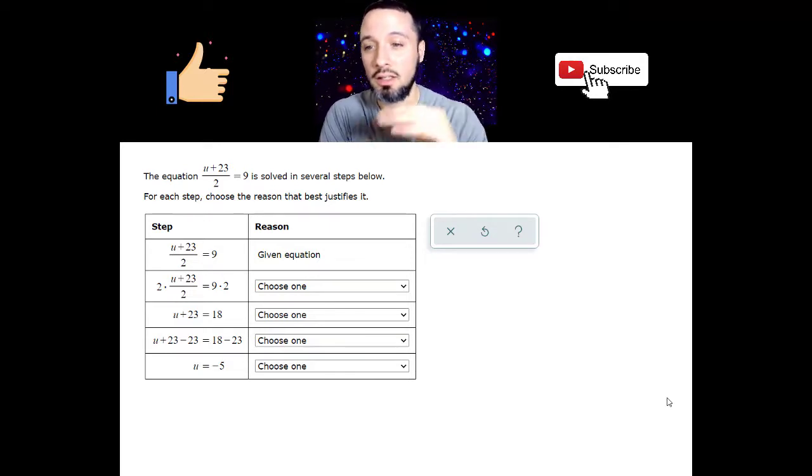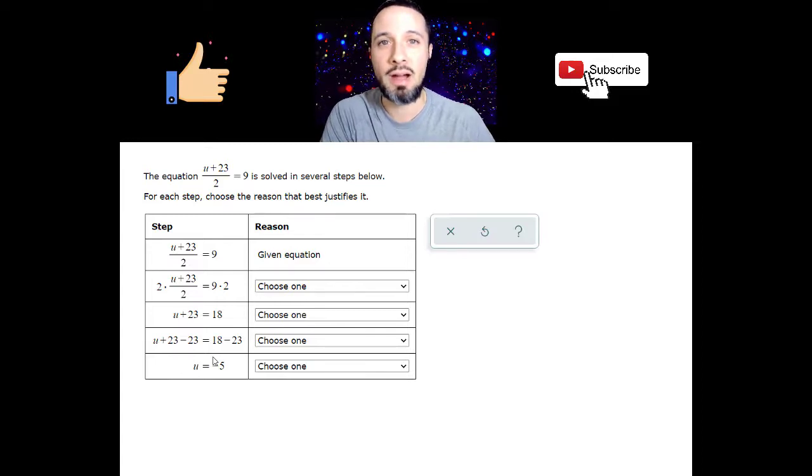Meaning, they gave you an equation, you can see here, and they actually did all the steps and they got an answer. So all the steps are done. All you have to do is justify. So give me the reasons. What did they actually do to solve it? So you're basically going to be identifying things like distributive property, addition property of equality, subtraction property of equality, division property of equality, and multiplication property of equality. So you're going to identify those things.